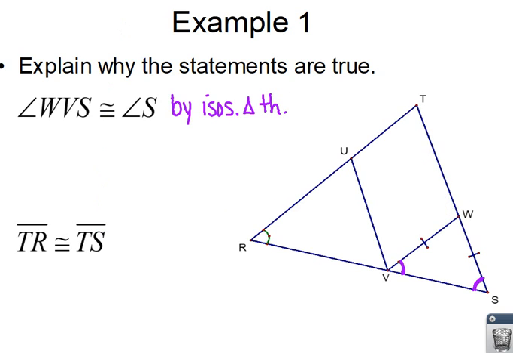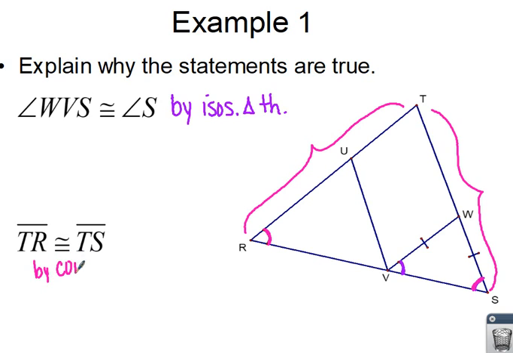All right, and then I'll switch colors. We have TR, which is this whole side, congruent to this whole side. And looking at the markings we have, angle R is congruent to angle S. So if the angles are congruent, then these sides have to be congruent. That is by the converse of isosceles triangle theorem. Okay, that's how those theorems work.